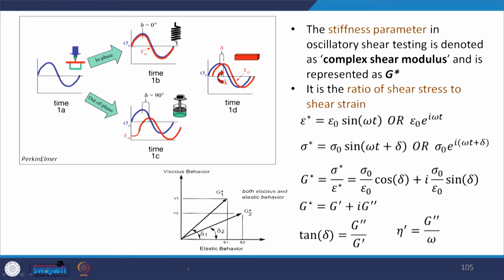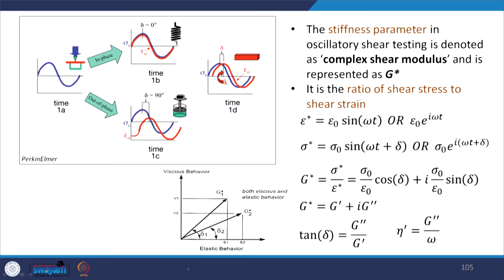Here in this graph, you see two materials which can have the same value of G star. So, you have G1 star and G2 star whose magnitudes can be the same, which means the square root of G1 dash square plus G1 double dash square can be equal to the square root of G2 dash square plus G2 double dash square. However, you can see that these two materials are entirely different. So, what differentiates between these two materials? The elastic and viscous components, which are described by the phase lag delta.